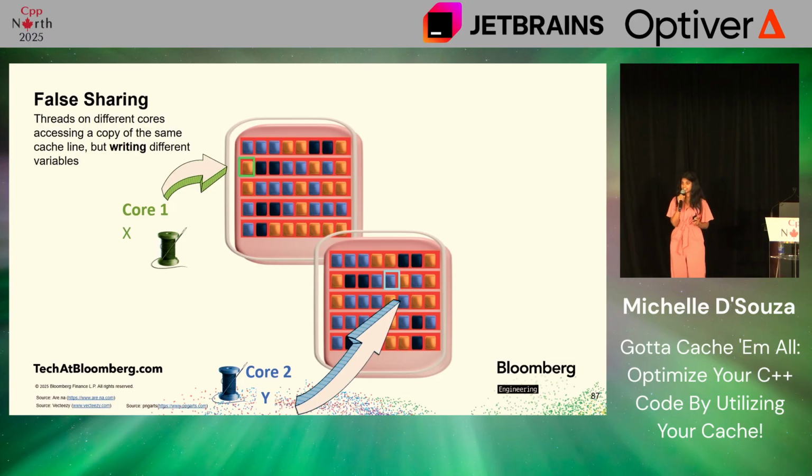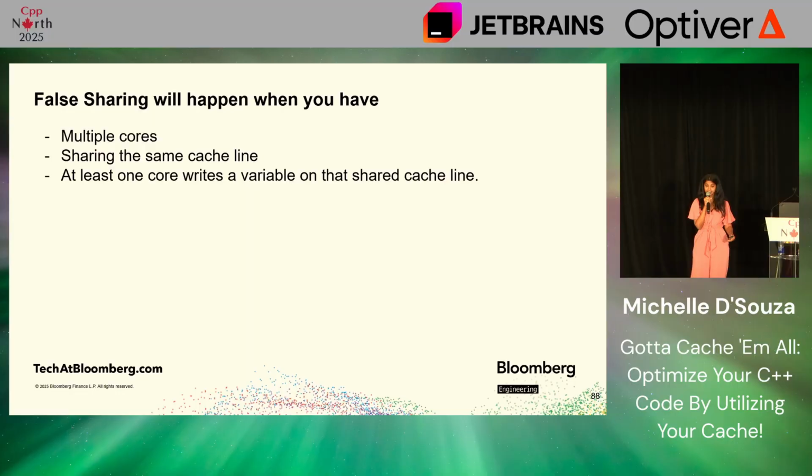If core 1 decides to write and change the value of x, the cache line in core 2 has to be invalidated. And if core 2 decides to read the value of y, it'll be evicted, and then the new updated cache line is brought in. So false sharing only happens when you have multiple cores, multiple threads, and you're sharing the same cache line, and at least one core writes a variable on that shared cache line. If both of them are reading, this situation isn't going to arise.